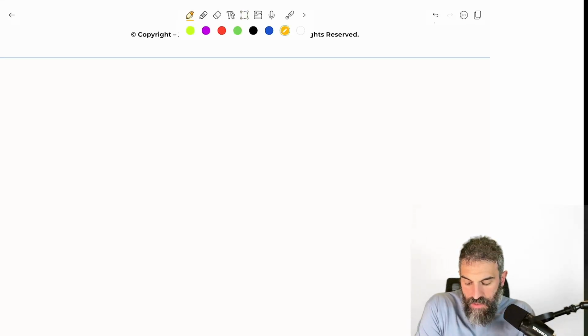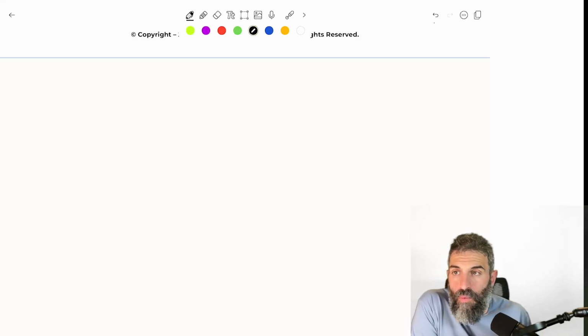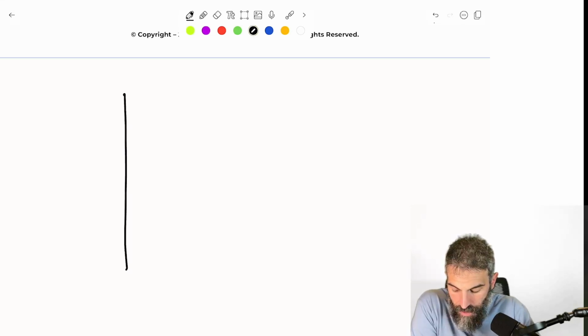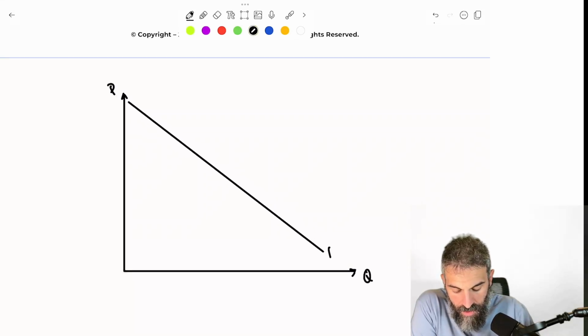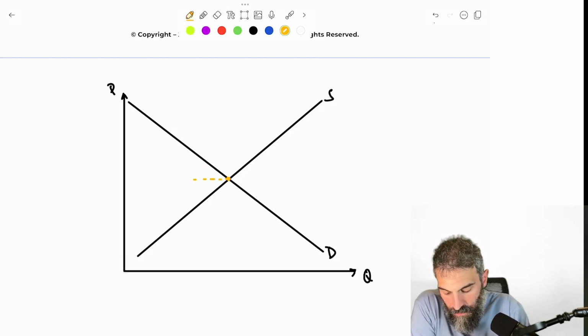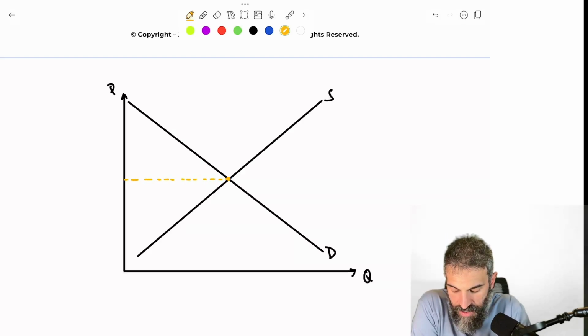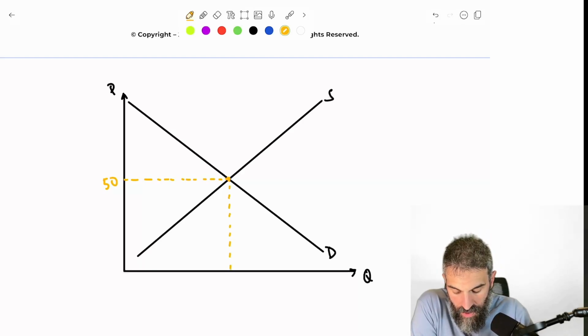Okay, so now that we understand that demand represents value and supply represents cost, what happens when you put the two together? Let's try to make sense of this. So you have your demand, you have your supply. And let's choose a price. Let's choose the equilibrium. And to better understand this, I'll plug in some numbers. Let's say the equilibrium price for whatever this is is 50, and the equilibrium quantity is 10.